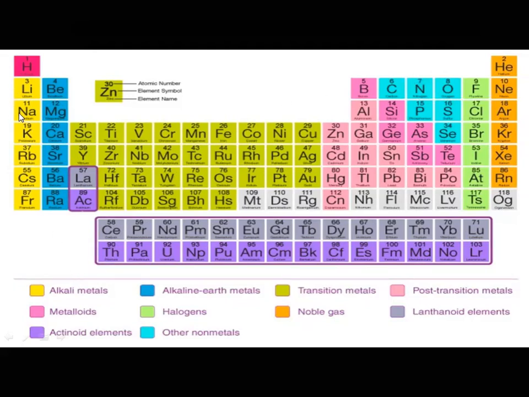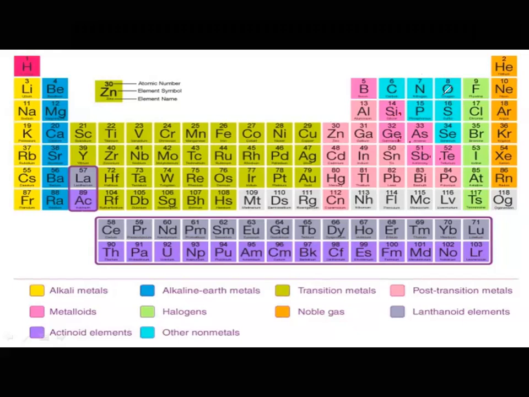You can see here, these elements denoted with this color are called alkali metals. Blue, alkaline earth metals. I'll discuss them one by one. Can you see these metals placed here? These are all called transition metals. These are post-transition metals, which come after transition metals. And here the dark purple: silicon, germanium, arsenic, antimony, tellurium. They are all called metalloids.